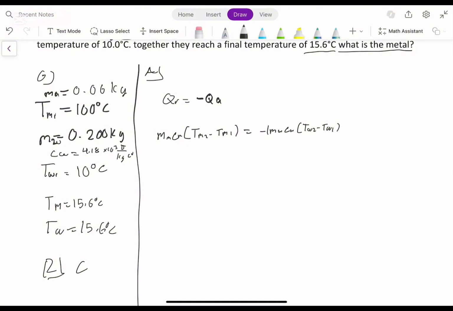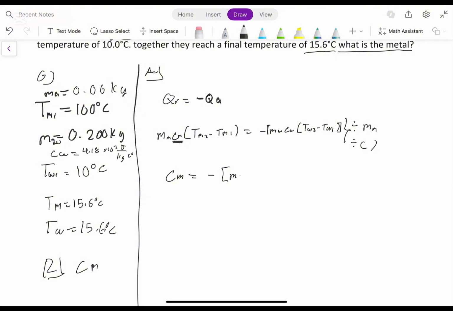So now that we have this, we can move into actually solving, because we're kind of isolating for CM, right? We're looking for CM. So how are we going to do that? We're just going to divide by MM, and we're going to divide by the brackets. So now we're left with CM is equal to negative bracket. I'm going to put a big bracket right there.